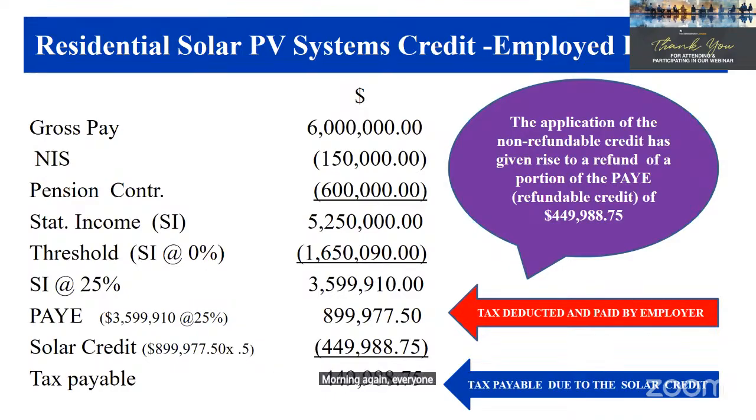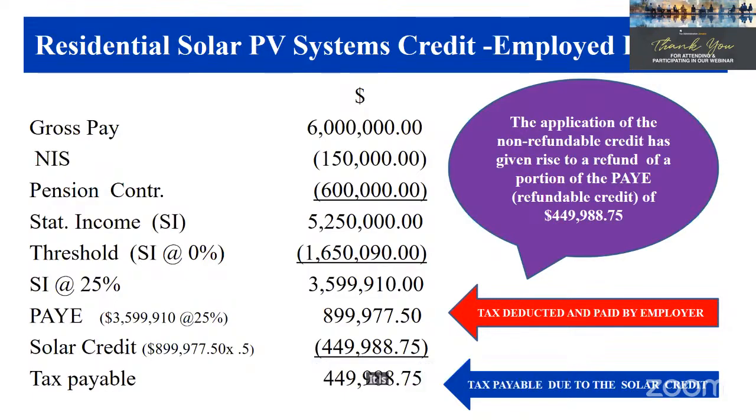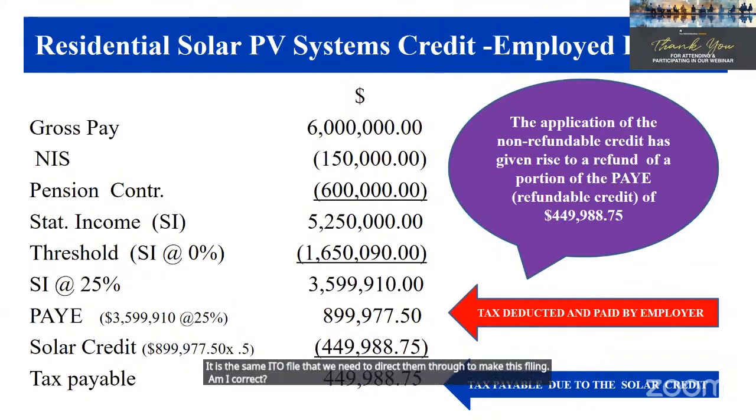Morning again, everyone. So I'm just trying to see if I understand it clearly. For employees who are employed and pay PAYE, they were asking us to apply this credit for them. We told them it's not done through us. It is the same IT05 that we need to direct them to make this filing. Am I correct? That is correct.